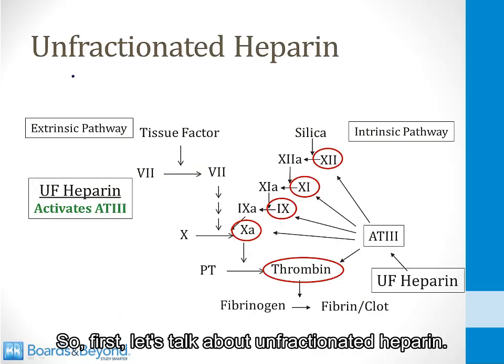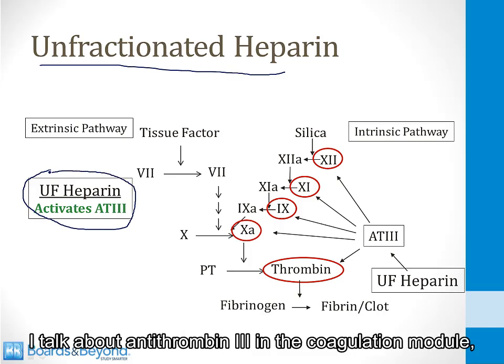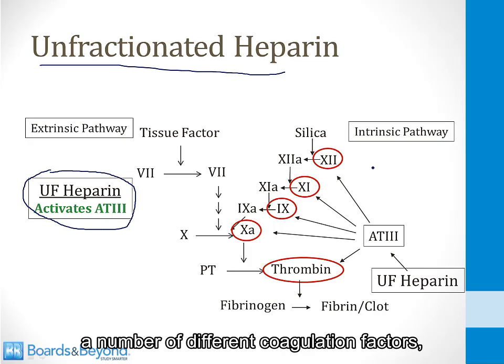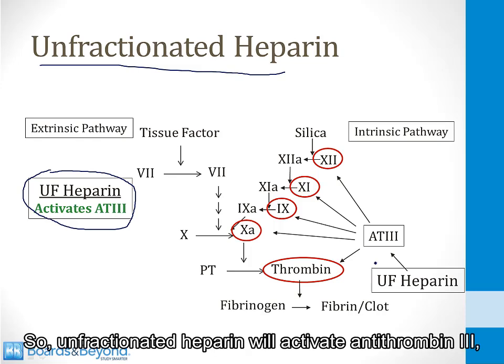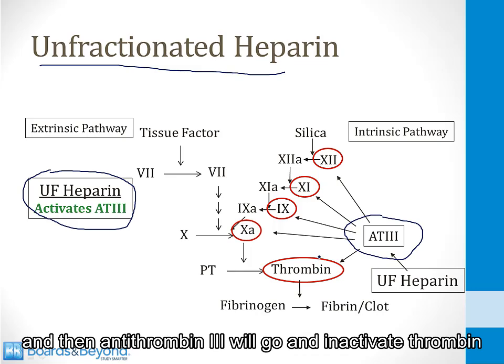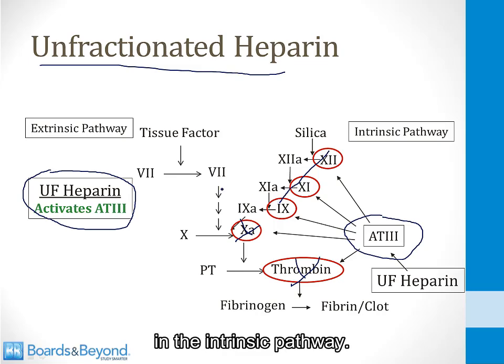We'll talk about both of these in the next few slides. So first let's talk about unfractionated heparin, and one of the most important things to know about this drug is that it works through a natural anticoagulant called antithrombin 3. I talk about antithrombin 3 in the coagulation module, but what it does is it inactivates a number of different coagulation factors as I've shown in the picture here. So unfractionated heparin will activate antithrombin 3, and then antithrombin 3 will go and inactivate thrombin and factor 10A and all of these factors involved in the intrinsic pathway.